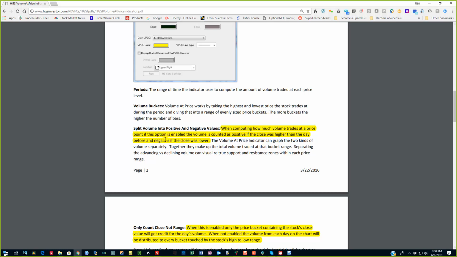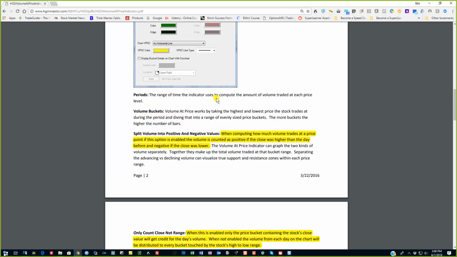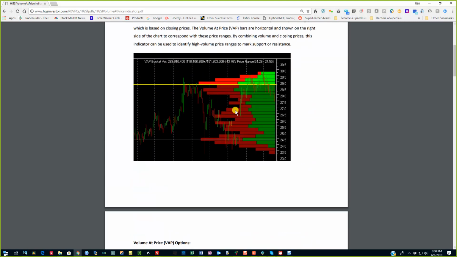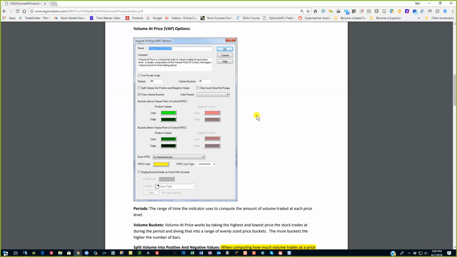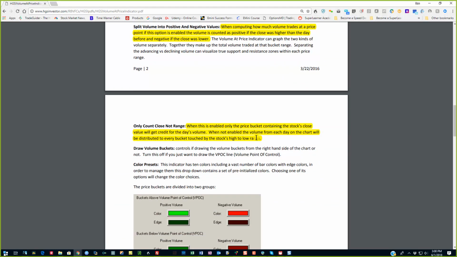The more buckets, the higher the number of the bars. This is something I thought was really important. You split the volume into positive and negative volume, and then we can see how much was positive and how much was negative trading at certain price levels. So the red indicates negative volume, the green indicates positive volume. You'll see that in my charts, or the charts that you're going to have too.